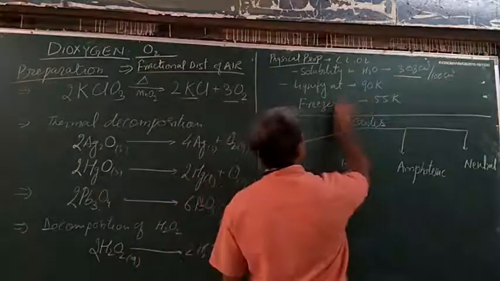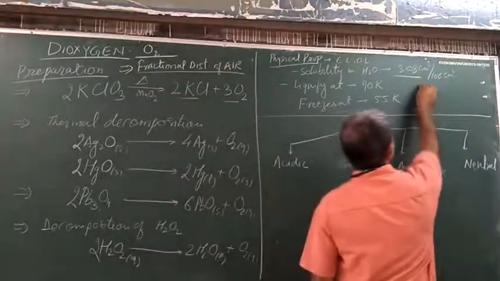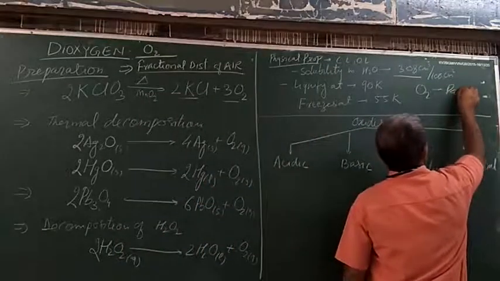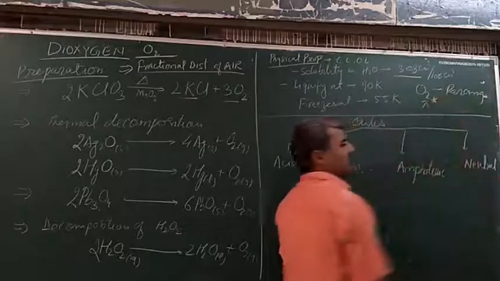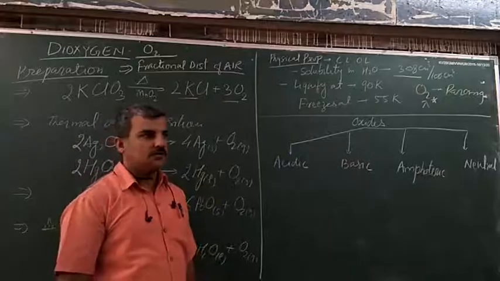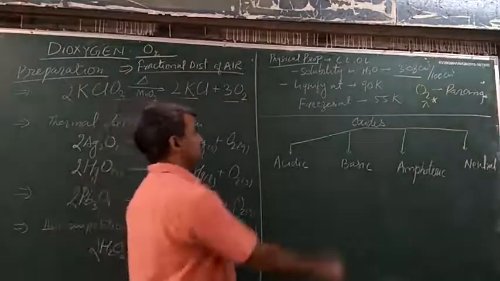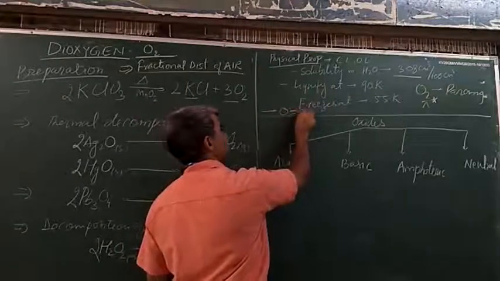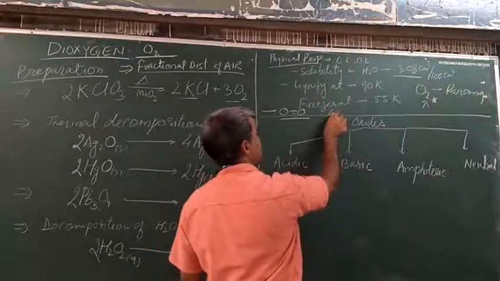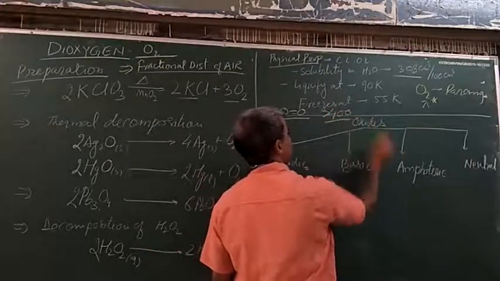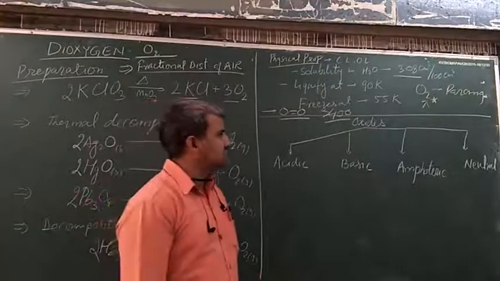Liquefies at 90 Kelvin, freezes at 55 Kelvin. Already we have discussed oxygen is paramagnetic due to presence of unpaired electrons in the antibonding pi star 2px and 2py orbitals. Other than this, the oxygen double bond is very strong. Its bond dissociation enthalpy is greater than 400 kilojoule per mole. So these are some physical properties.